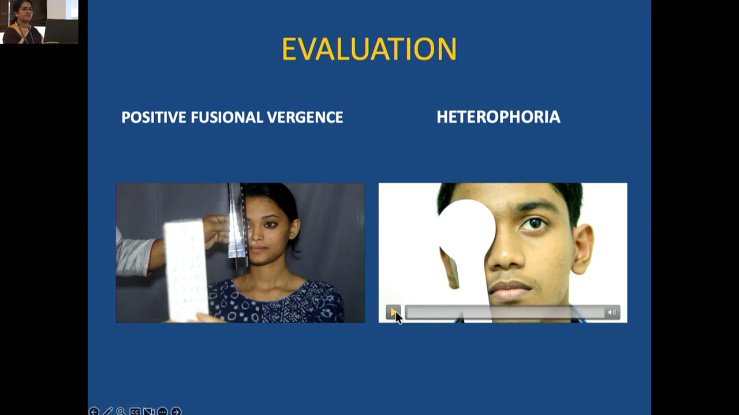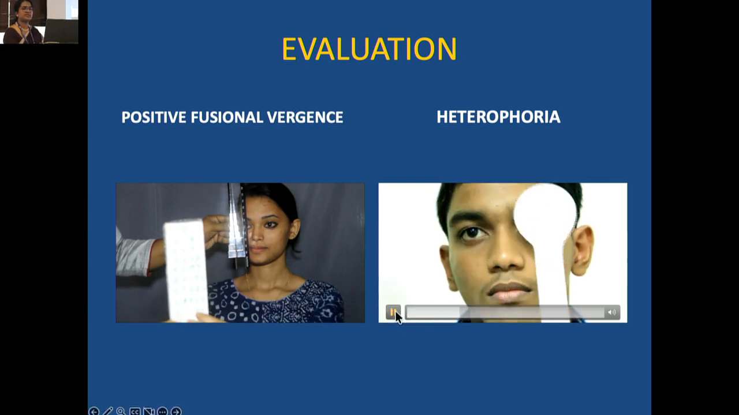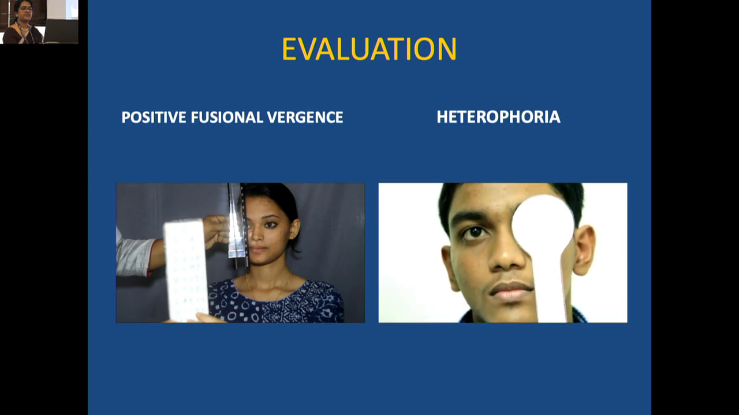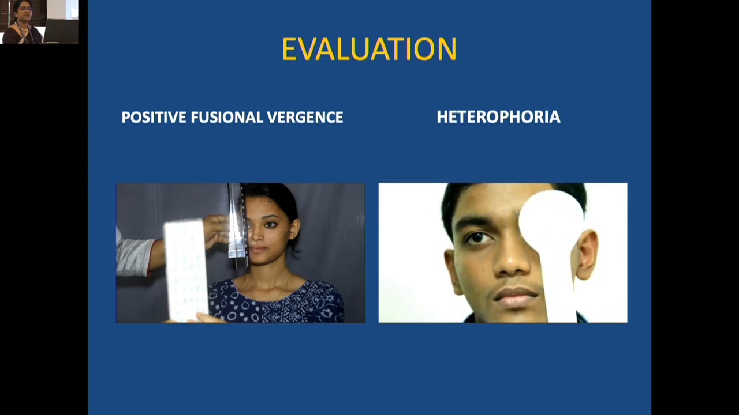And heterophorias, these are latent deviations, and they present as a small amount of squint, which is often missed in a usual OPD evaluation. But if the child has normal visual acuity with asthenopic symptoms, always look for a small phoria. It can cause all these problems.